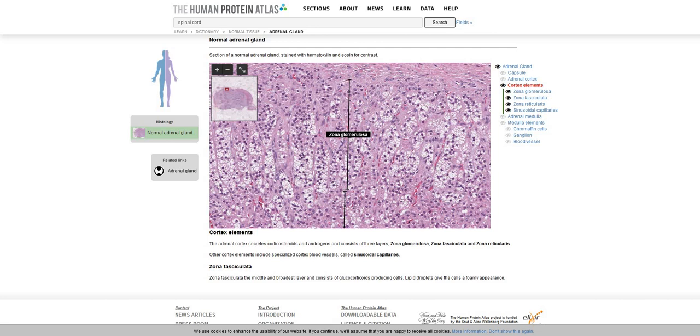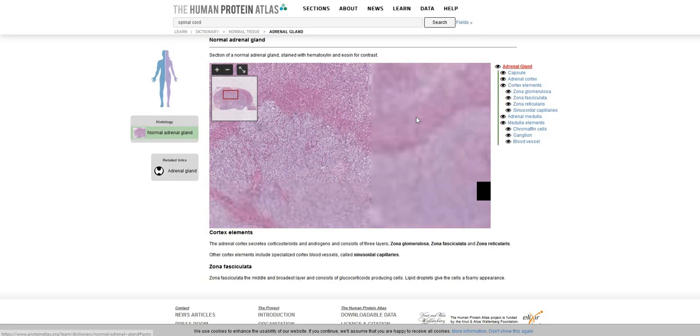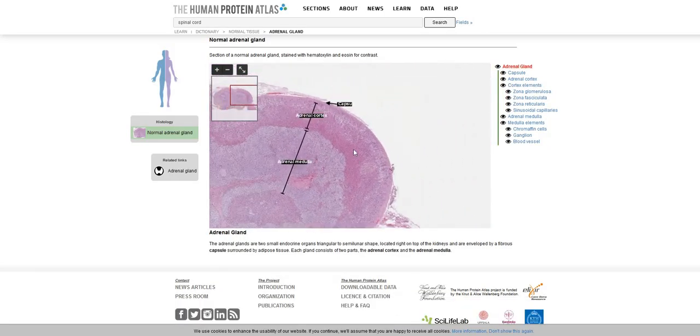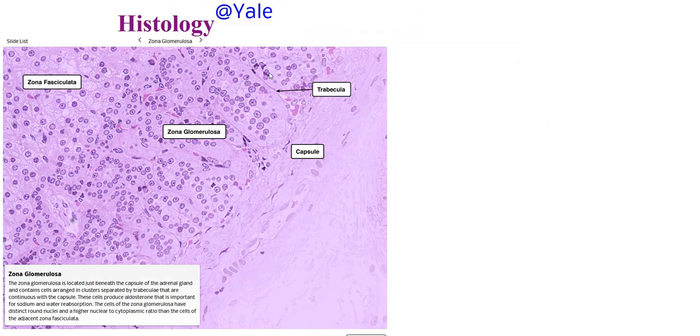Now, I think the Yale site does a really good job breaking apart these zones. So just to review, we're going to go through each zone in a little more detail here. We're going to start from this macroscopic view. We're still within that adrenal cortex, and we're going to start back at that outermost layer, zona glomerulosa.